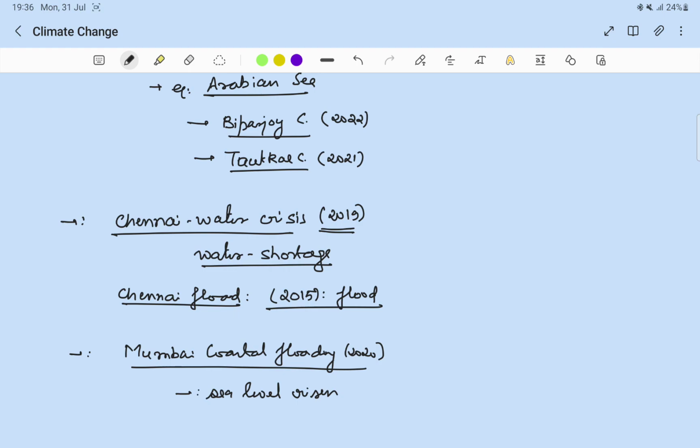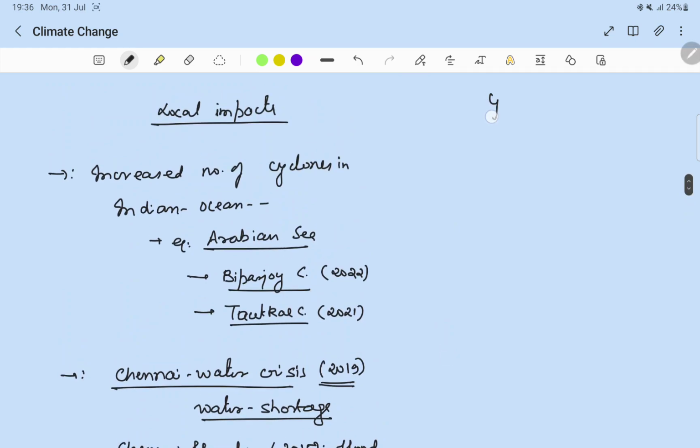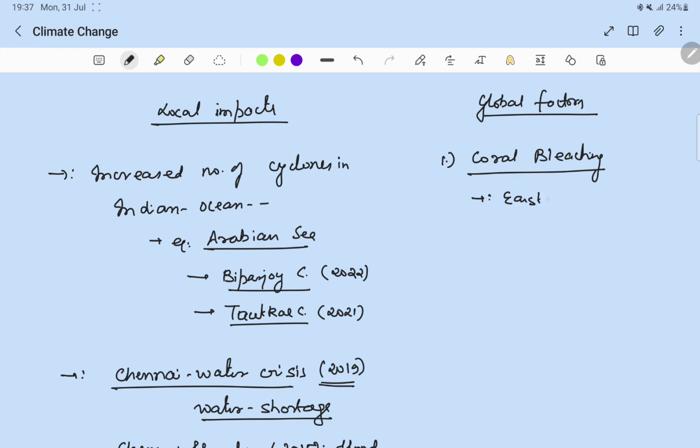We can also look from the perspective of the global factors. So I'm writing about the global factors. The global factors could be about coral bleaching, especially with respect to east of Australia. In the east of Australia, there is a coral bleaching that is called Great Barrier Reef bleaching.